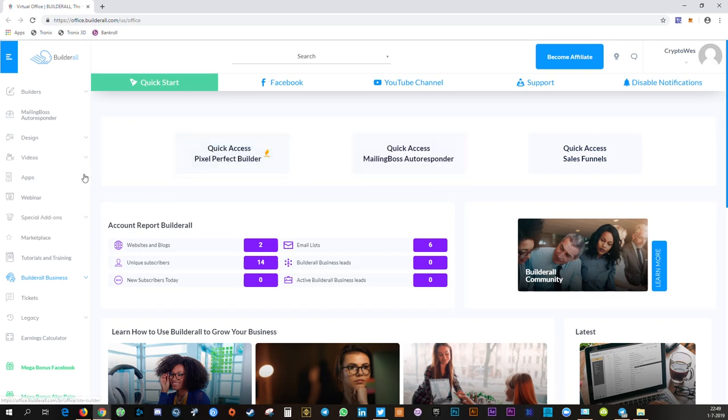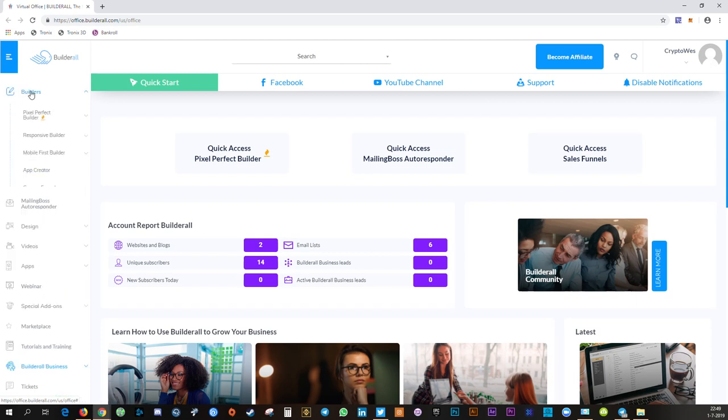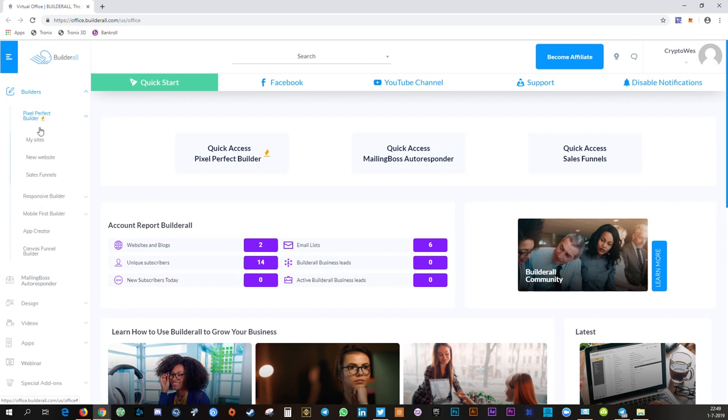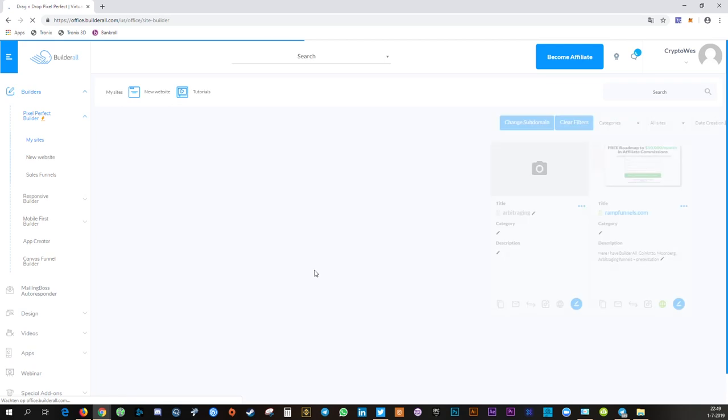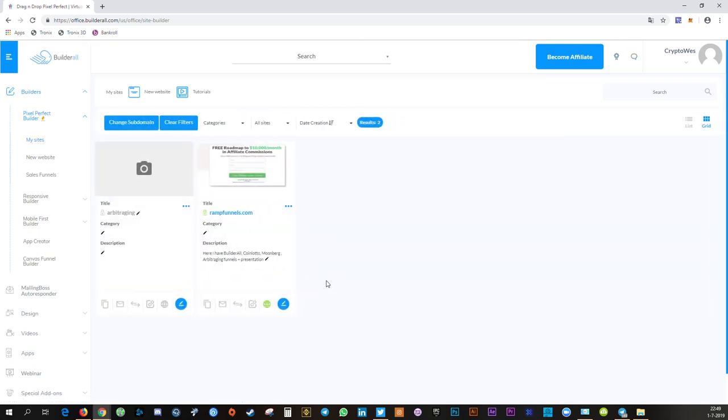Okay. So I got myself the Builderall business package. It costs €49 a month, and it gives you the possibility to create your own website and your sales funnel. It also gives you the possibility to use MailingBoss. That's an email autoresponder, and you can connect it to your sales funnel. I already made mine. It's rampfunnels.com. Just to show you how it looks.